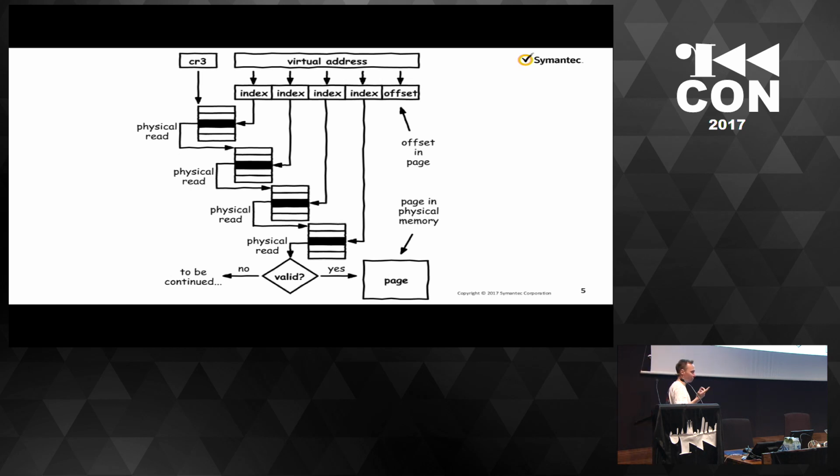One thing that I want to point out is that for every read, I need to do 4 physical reads to do the translation process at the minimum, and then I need to do the fifth read. So I guess that's why this is normally implemented in hardware, because it's such a huge overhead.